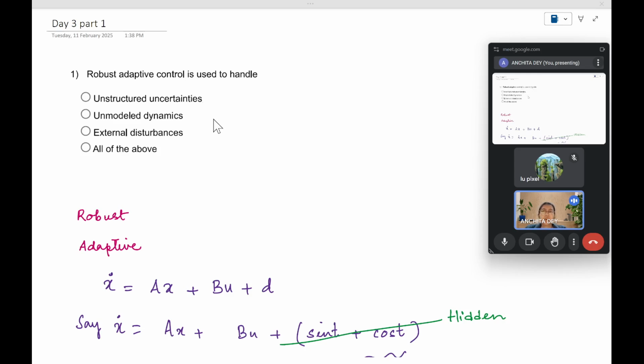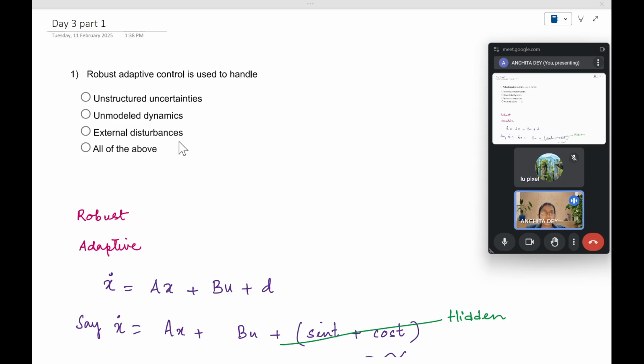Now, what about unmodeled dynamics? It's a similar case. If you have some dynamics, but it's unmodeled, that means you don't know what form it has. So you just write it as some alpha of x comma u. That means this is some portion in the dynamics which depends on the state and the input, but you do not know what exactly its structure is, or you were not able to model it. That kind of thing can also be handled using robust adaptive control.